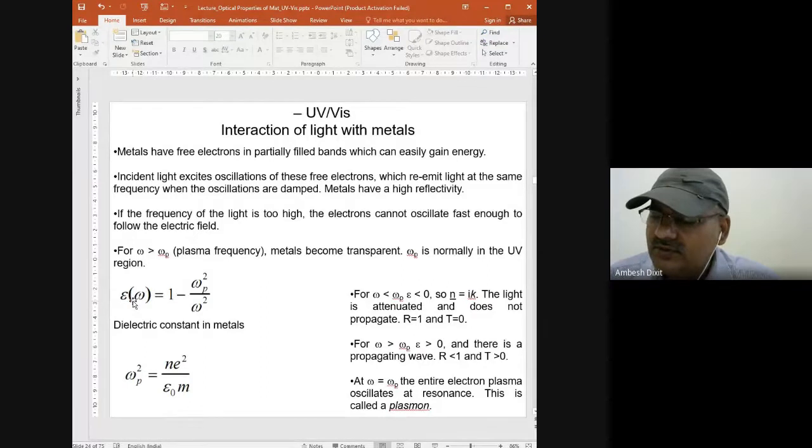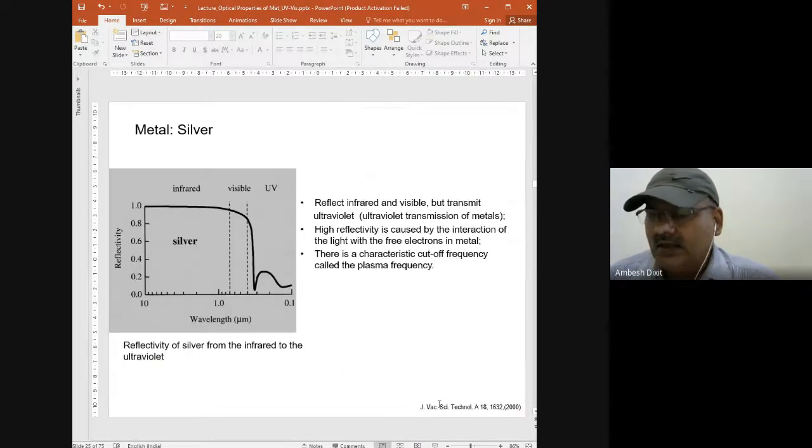Epsilon becomes 0, right? So what will we get? We will get epsilon is 0, and when epsilon is 0, n is 0, right? In that case, you will see the complete wave is getting absorbed because the incident wave will be in resonance with the collective oscillation of electrons that we call a plasmon. And that's where you see why all metals are reflectors.